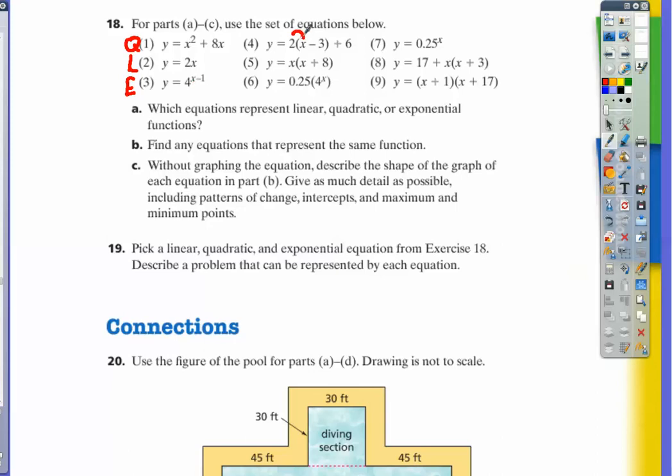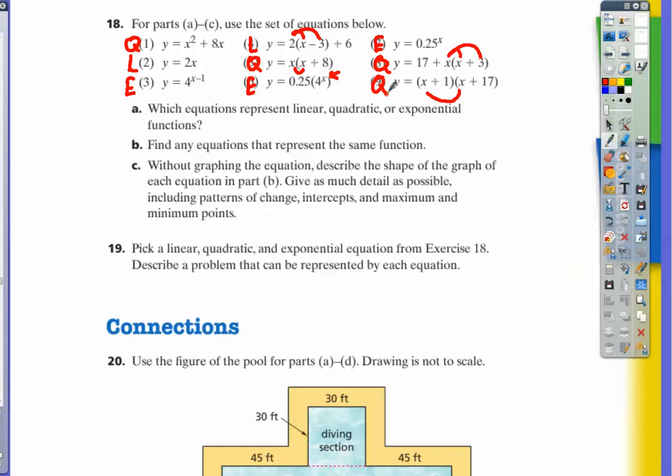If you multiply that 2 out, you're still going to end up with x to the first power, so that would make it linear. For number 5, x times x is x squared, so that's quadratic. For number 6, with x as an exponent, it is going to be exponential. For number 7, it is exponential for the same reason 6 is. 8 is going to be quadratic because x times x is x squared. And same thing for number 9.